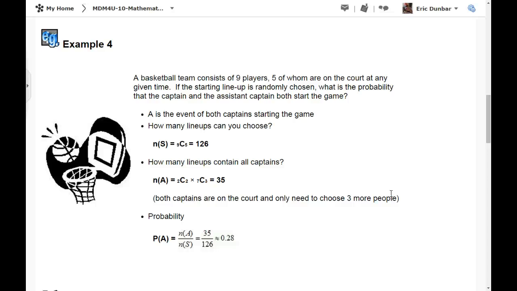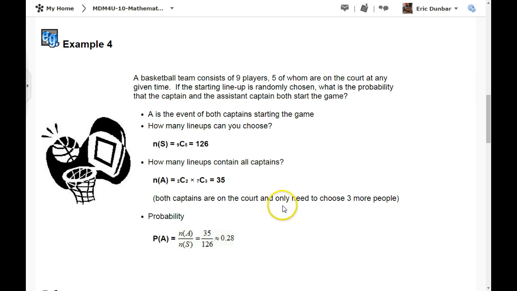Now, how many lineups will contain both of the captains? So, in this case, we are, again, choosing players. So, for the captains, we've got 2 choose 2, that they act as a cluster, so both captains have to be on. So that means we are left then with 7 players from which to choose, and we have only 3 remaining spots to choose. So we've got 2 choose 2, which is 1, and we are multiplying it by 7 choose 3. In the end, we get 35.